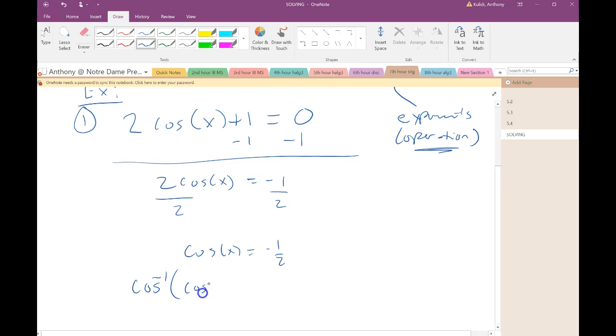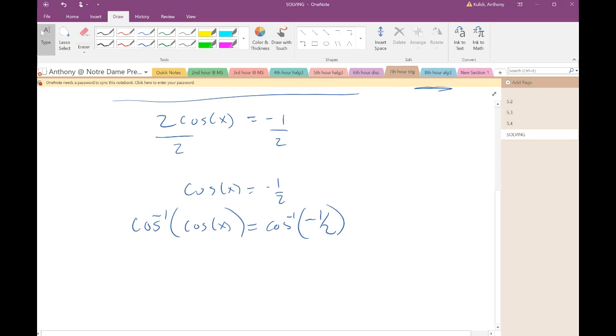Cosine inverse. So cosine inverse of cosine x, those just cancel out and you're left with an x. So we have cosine inverse of negative 1/2. So how do I evaluate the cosine inverse of negative 1/2? I go find negative 1/2 on my unit circle. Which coordinate should I be looking for it at, though? The x or the y?